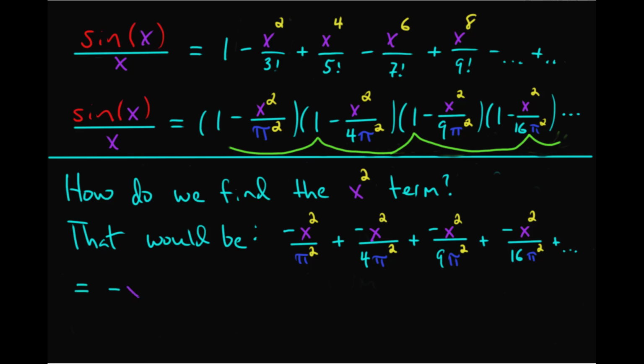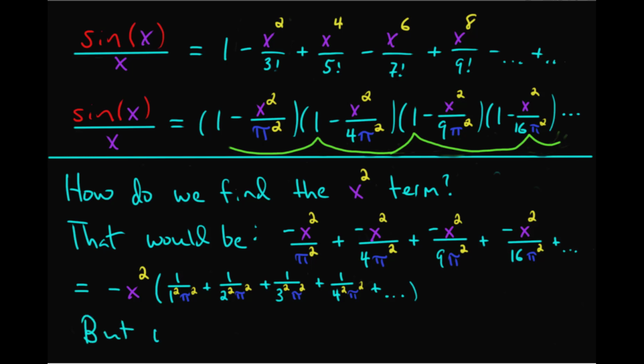So when we expand this infinite product expression for sine of x over x, we find that our x squared terms are all of this form. So I can factor out that negative x squared there, and I'll find that its coefficient is actually the infinite series 1 over 1 squared times pi squared, plus 1 over 2 squared times pi squared, plus 1 over 3 squared times pi squared, plus 1 over 4 squared times pi squared, and so on, dot, dot, dot. But here's Euler's amazing insight. We know that this infinite product expression for sine of x over x, which we're expanding out, must equal the Taylor series expression for sine of x over x.